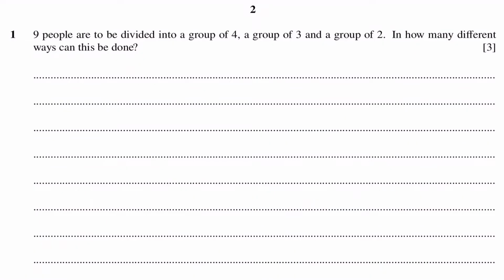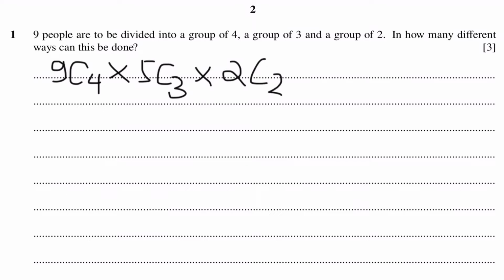9 people are to be divided into a group of 4, a group of 3, and a group of 2. In how many different ways can this be done? What you want to do first is to know that you will use combination in this question. So 9C4 multiplied by 9 minus 4 is 5, so 5C3, and the rest is 2C2. This will be equal to 1,260 ways.